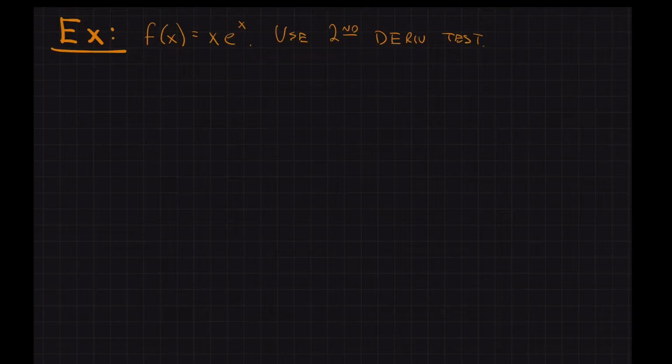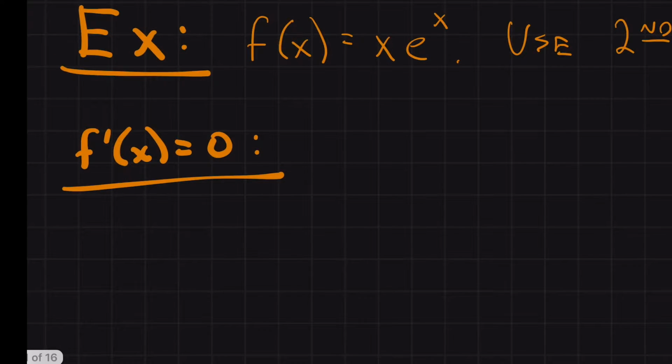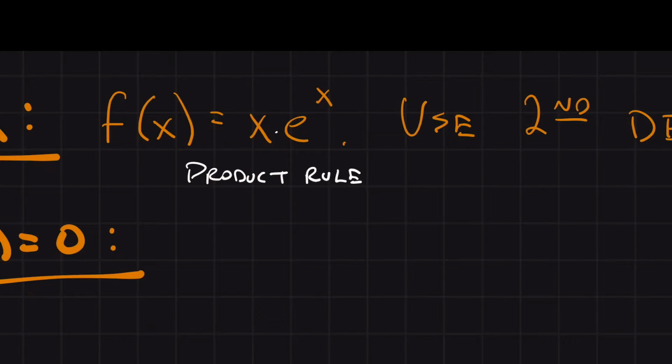Let's look at another example of how you would use the second derivative test to find local minimums or maximums. My function here is x times e to the x. So I have a function of x times a function of x. Whenever that happens, we have to use the product rule to take the derivative.